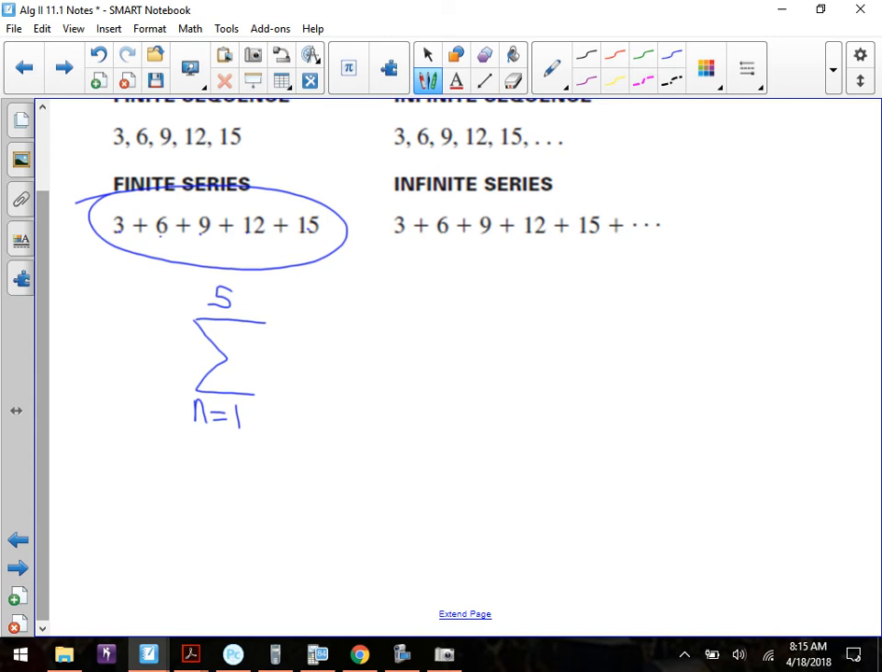And then out front here, you write the rule. Now, the rule for 3, 6, 9, 12, 15 is what? What would that be in terms of n? How do you generate that sequence? It's 3n, isn't it? 3 times 1, 3 times 2, 3 times 3, and so on. So out front I would put 3n. That means take 3n, which is the sequence, and find the sum of the 5 terms starting with 1.